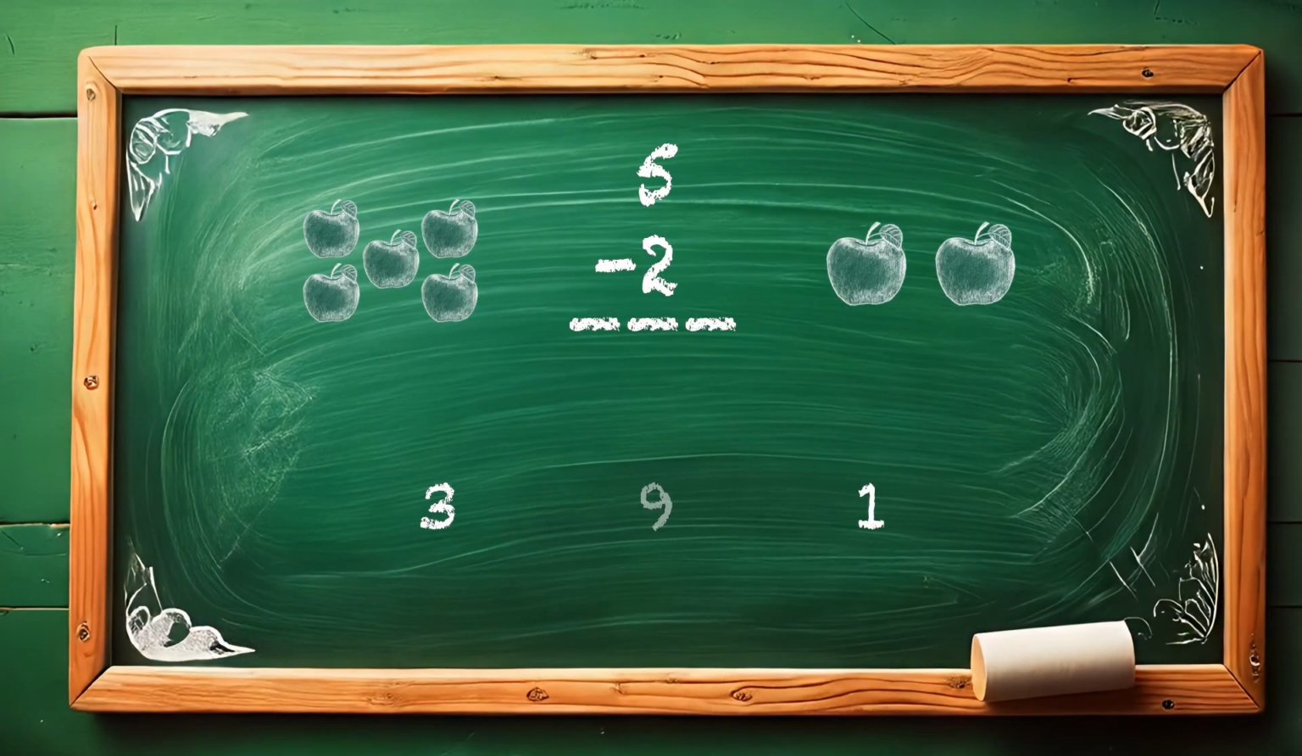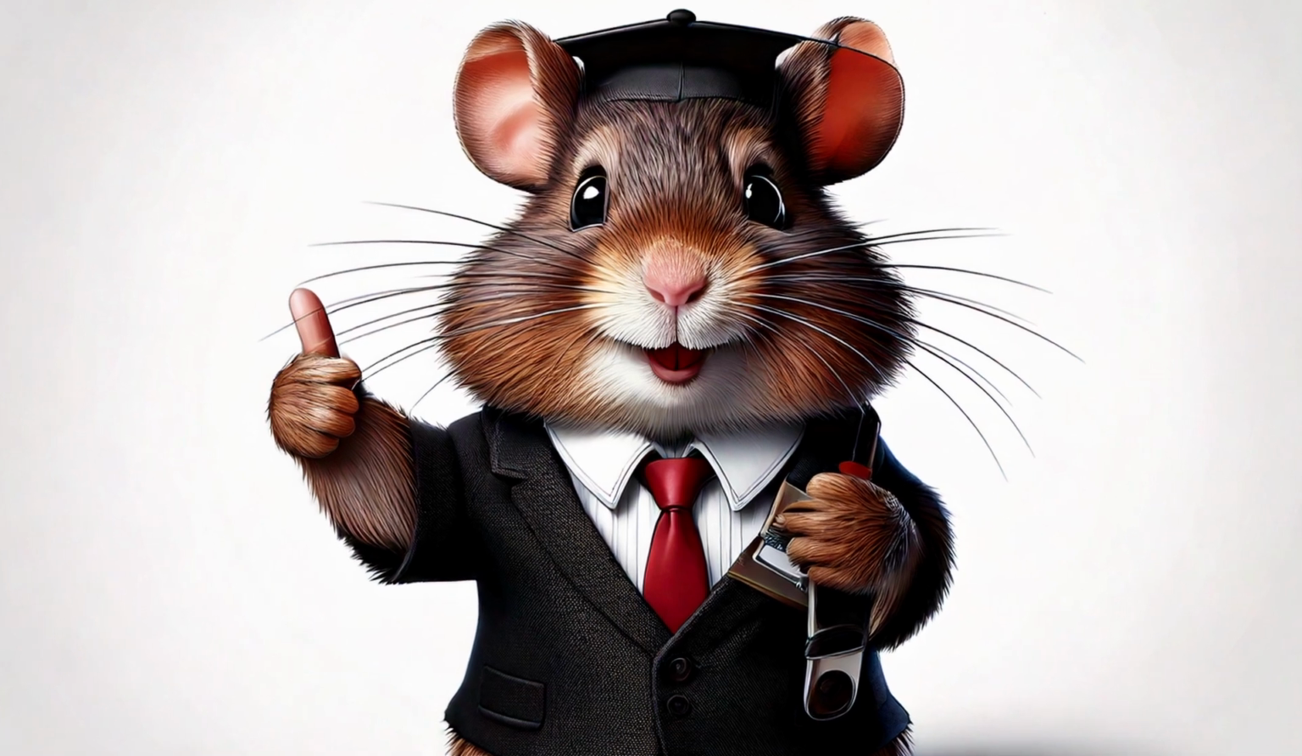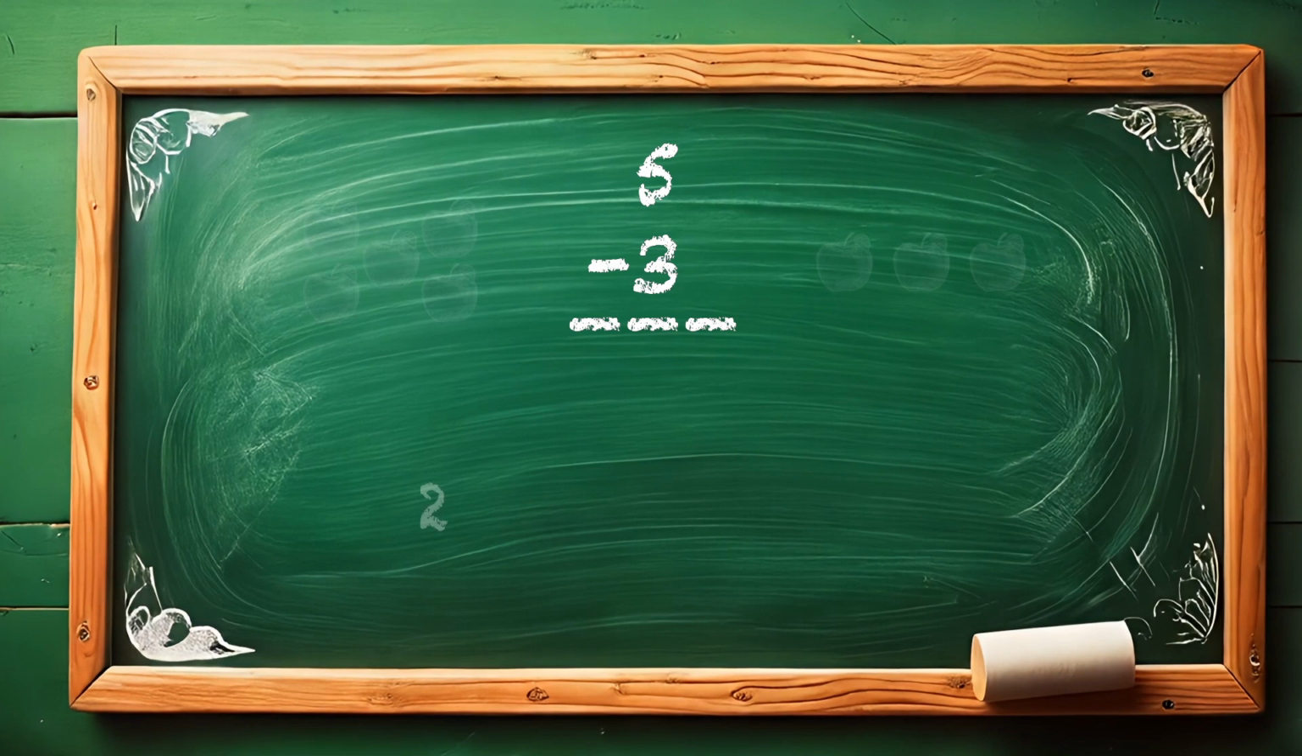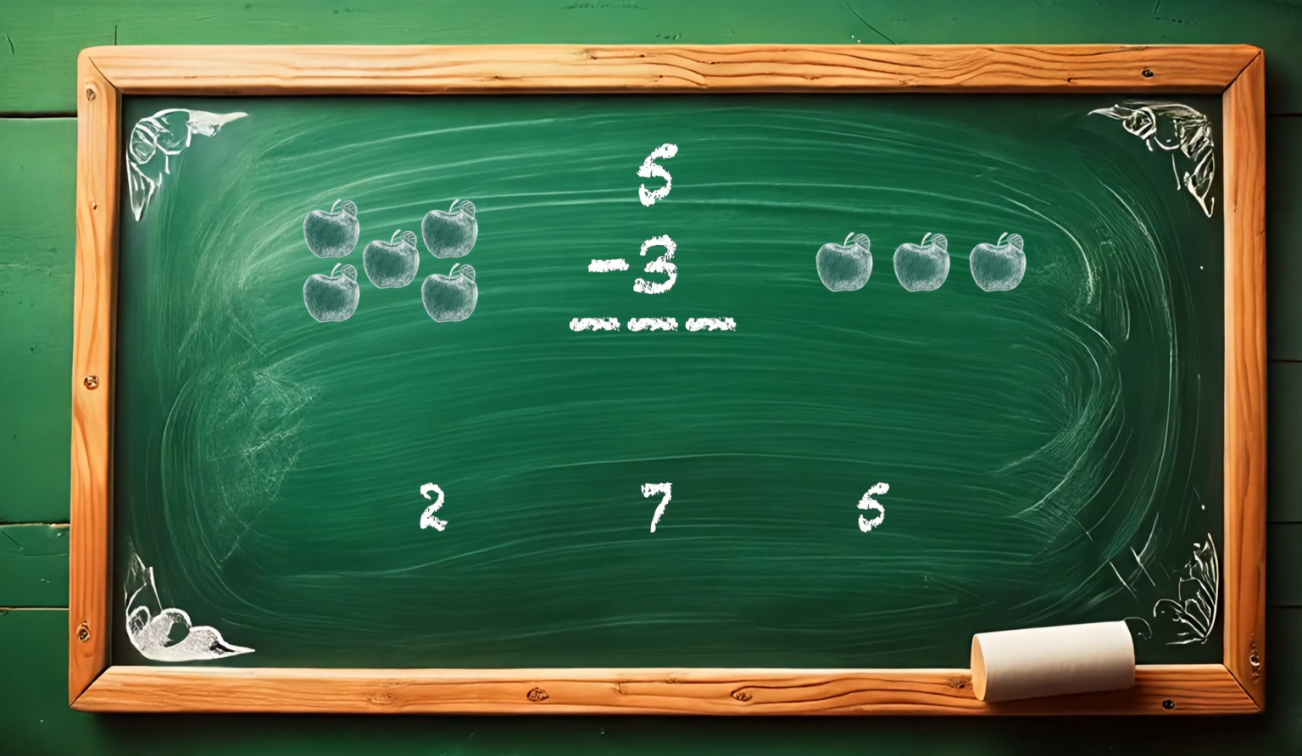If you have 5 apples and you take away 2, do you have 3 apples, 9 apples, or 1 apple left? 5 minus 2 equals 3. If you have 5 apples and you take away 3, do you have 2 apples, 7 apples, or 5 apples left? 5 minus 3 equals 2.